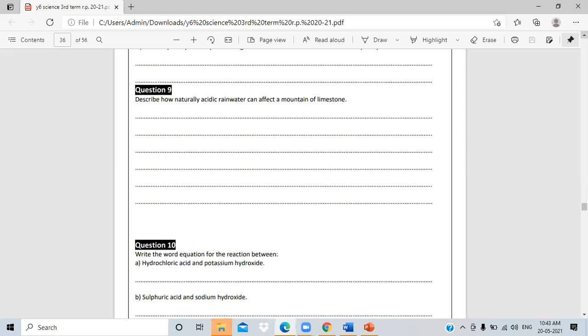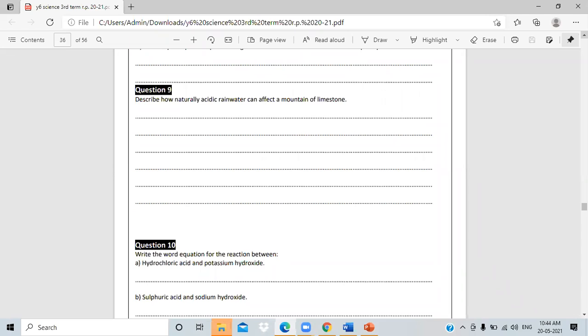What is the type of the reaction that will occur between them? What is the reaction between acid and alkali, guys? What's the name of the reaction between an acid and an alkali? Please answer. What is the name of the reaction between the acid and the alkali? Neutralization. Thank you, Yassine. Neutralization reaction.